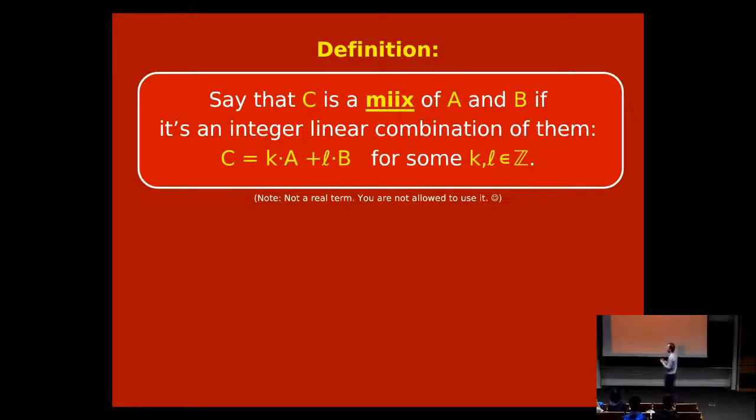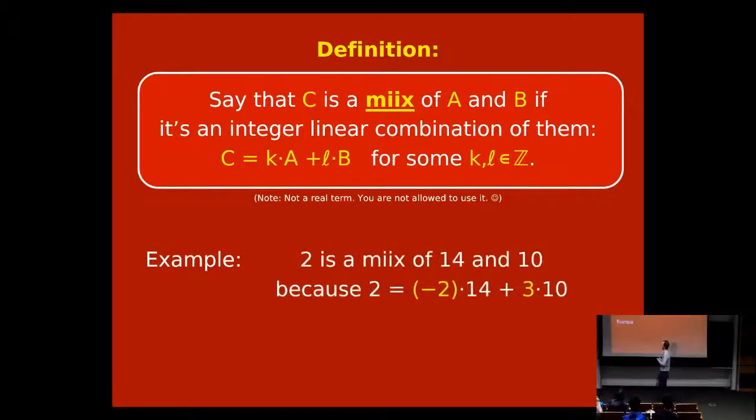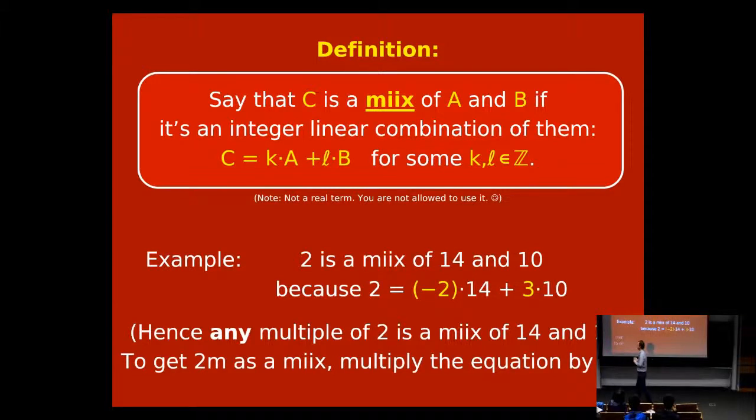OK, so C is a mix of A and B if C is expressible as some integer K times A plus some integer L times B. It's like a linear combination of A and B, but the factors are integers. As an example, 2 is a mix of 14 and 10, because 2 is negative 2 times 14 plus 3 times 10. That's 30 minus 28. I do this example to emphasize that these K and L can be negative. And actually, once you know this, you know that any multiple of 2 is a mix of 14 and 10, because if you wanted to get, say, 6 as a mix, you can just multiply this by 3, and you have minus 6 times 14 plus 9 times 10.